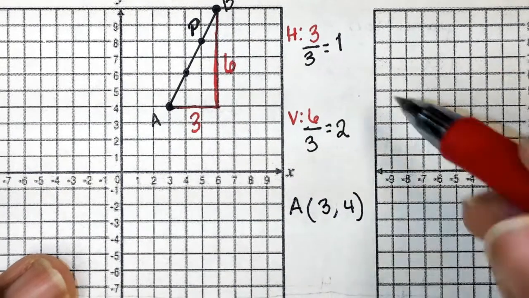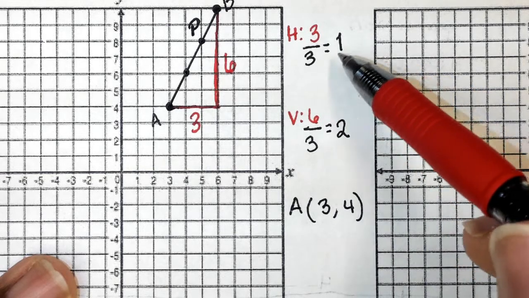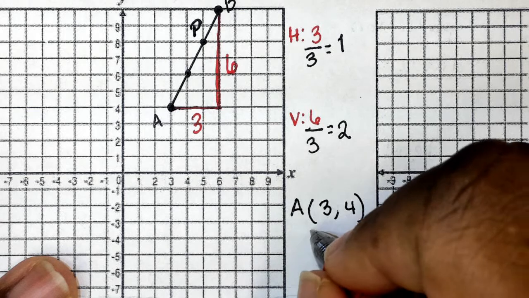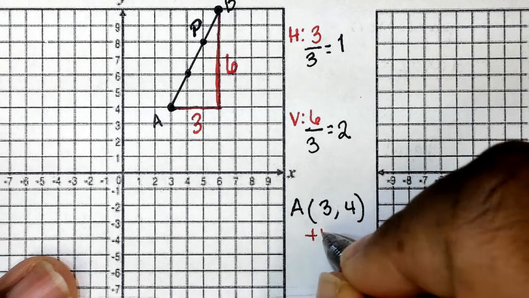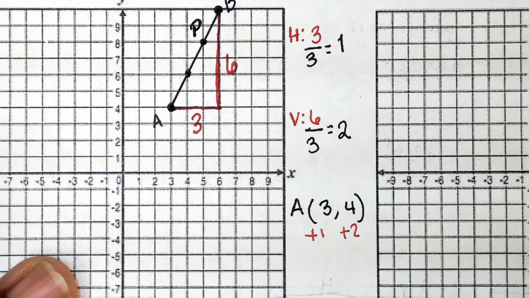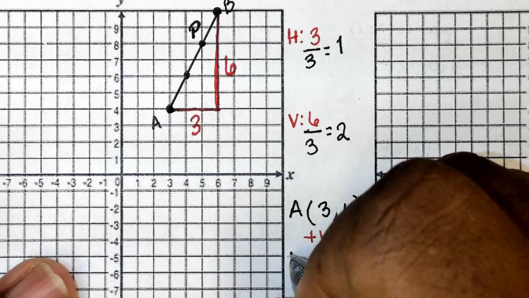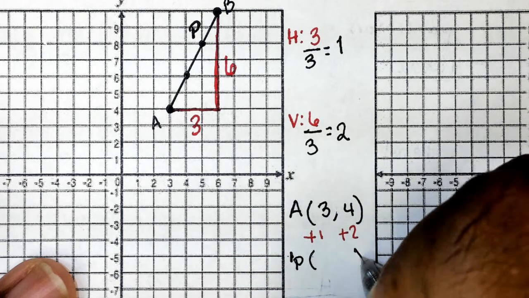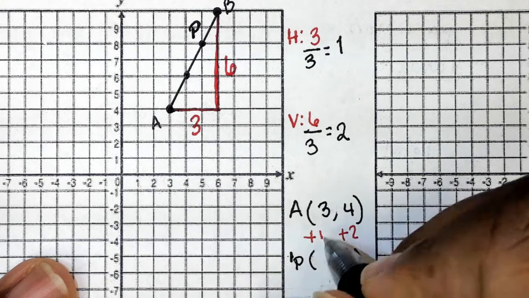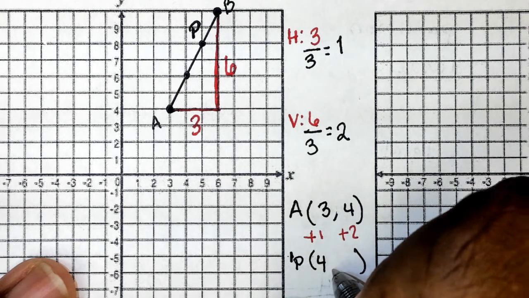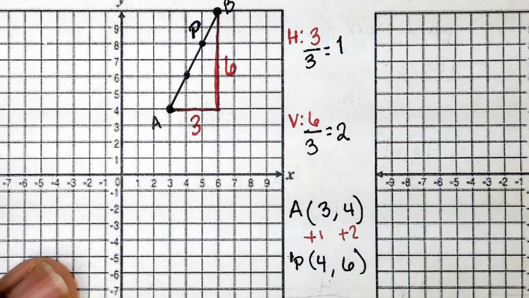What I'm going to do, horizontally, remember, that's my change in X. Vertically, that's my change in Y. So this is telling me basically to add 1 and add 2 to those values. Once I do that, I'll get my first partition. So I'm going to say 1P, my first partition, is going to be whatever I get from adding those, which would be 4 and then 6.